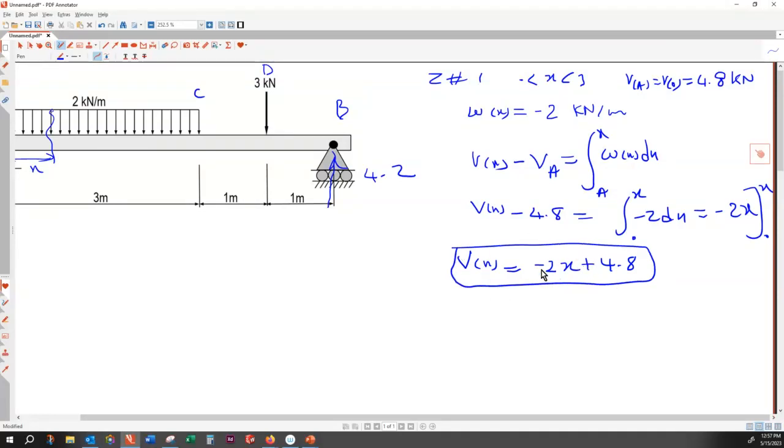And I can check this by plugging x equal to 0. That gives me 4.8, which is correct. And also, I want to know what is V of C. If I plug x equal to 3, yes, let me explain that again. I start from scratch.